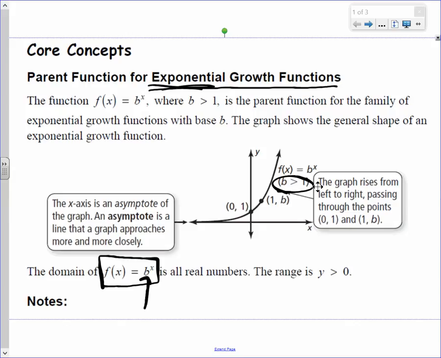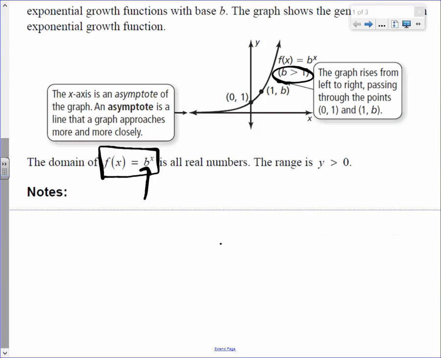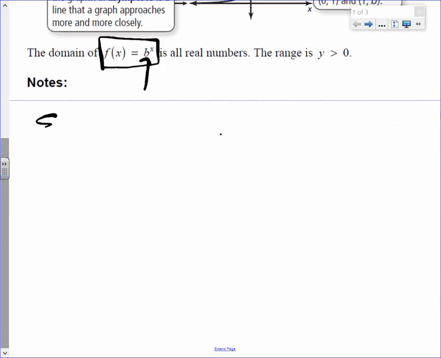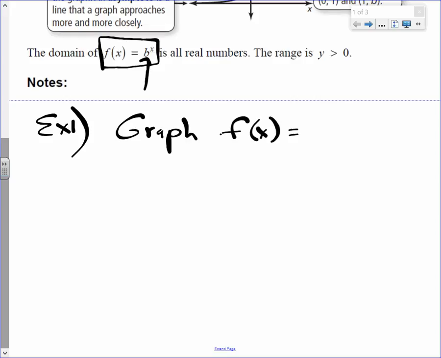What I want you to do here is I'm going to write example 1 underneath the notes, put example 1. And go write the words graph. Let's just practice graphing these. Graph f of x equals 2 to the x power. F of x equals 2 to the x power.